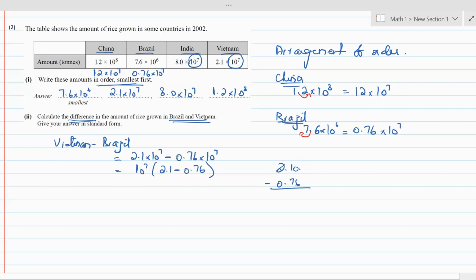Yeah, so we make it 100 because one has been borrowed from the left side. So 100 minus 0.76, that's 0.34. And 1 minus 0, that's 1. So 1.34. So we get the answer as 1.34 into 10 raised to the power 7. All right, let's move on.